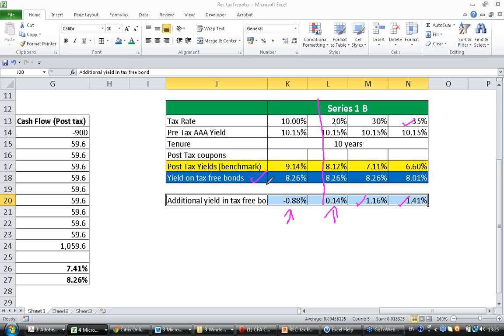So as I said, this is the analysis that you have to do, and this clearly shows this tax-free bond is not good for everybody. This is good only for persons with a tax rate of 20% and above, right?